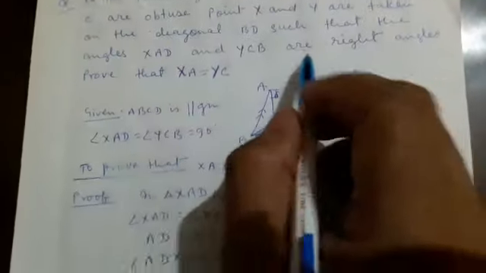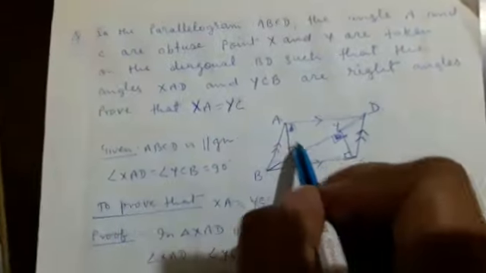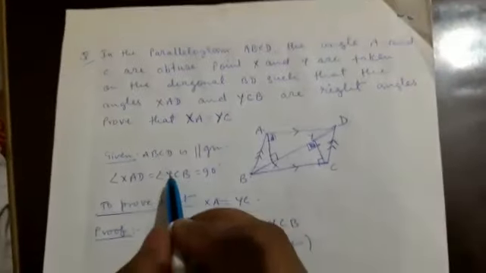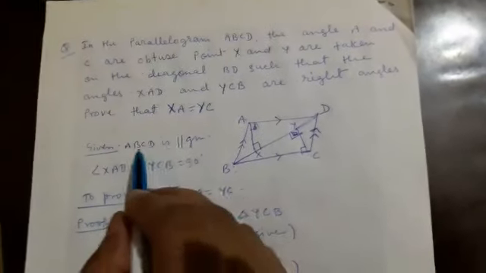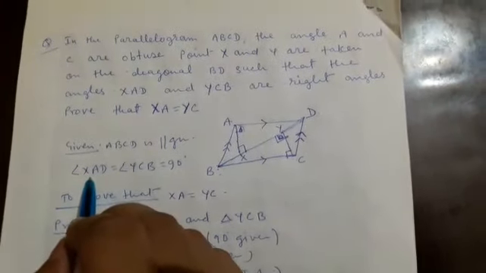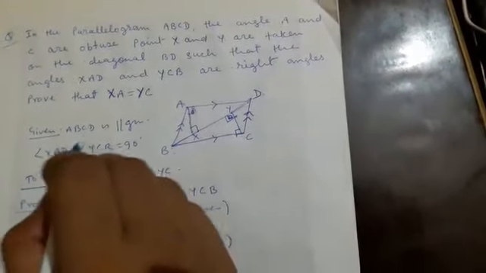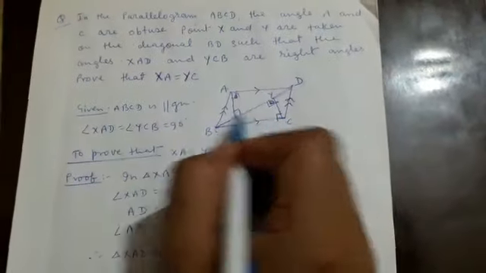Now prove that XA is equal to YC. Here it is given that ABCD is a parallelogram, angle XAD is 90-degree and angle YCB is also 90-degree.